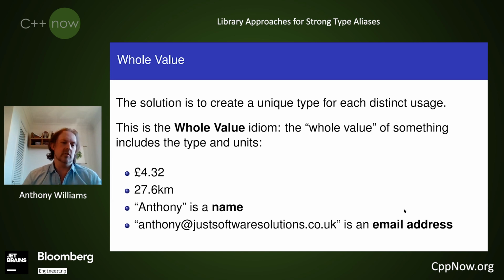And likewise, Anthony@justsoftwaresolutions.co.uk is an email address, and that might be important. It might be that you're going to turn that into a hyperlink, stick mailto on the front, so that somebody can click on it. And so the type of the string affects its usage, and so we want to encode that in the type system.